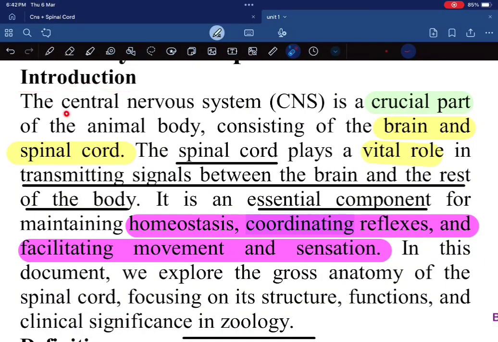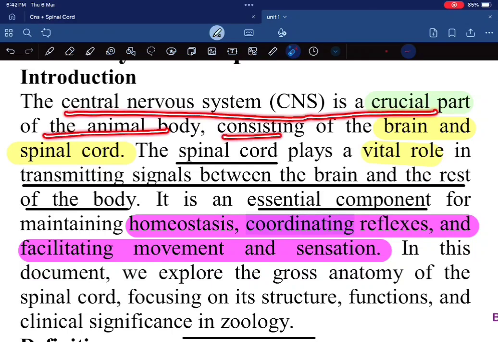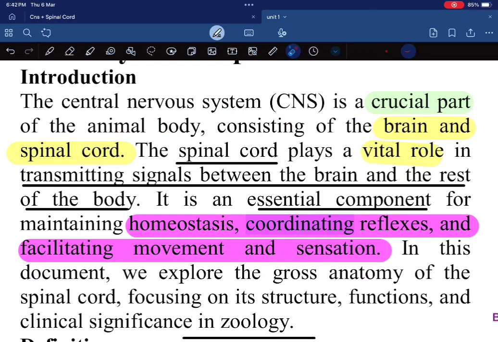Introduction. The central nervous system (CNS) is the crucial part of the animal body, consisting of the brain and the spinal cord. CNS is a crucial part, meaning it is an extremely important part of the animal body, and it consists of the brain and the spinal cord. The spinal cord plays a vital role in transmitting signals between the brain and the rest of the body. It is an essential component for maintaining homeostasis, coordinating reflexes, and facilitating movement and sensation.